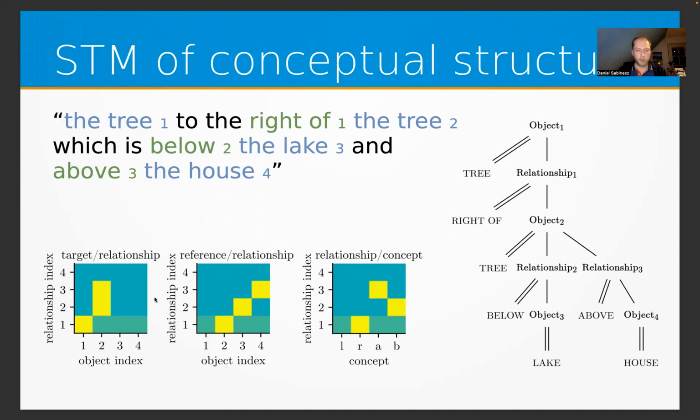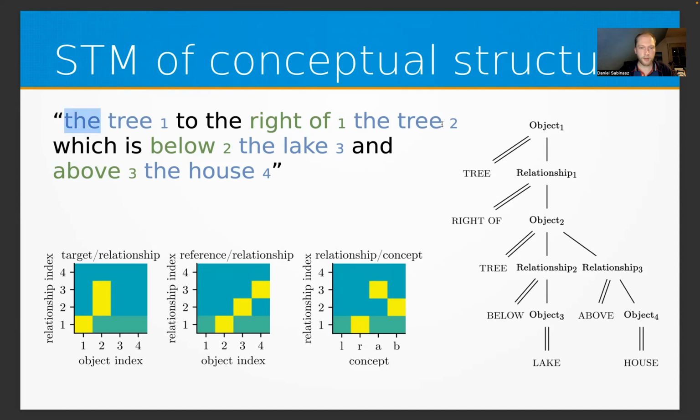And here's our proposal for how to bind objects to relationships in particular roles. With these simple spatial relationships, we have two relational roles, the target role and the reference role. So we need a field that allows us to bind objects to the target role of a relationship. And that's the field to the left here. It's defined over the discrete object index dimension and the discrete relationship index dimension. And the peak in that field encodes that the object with the respective index is the target object of the relationship with the respective index. So this here would encode that object 1 is the target of relationship 1.